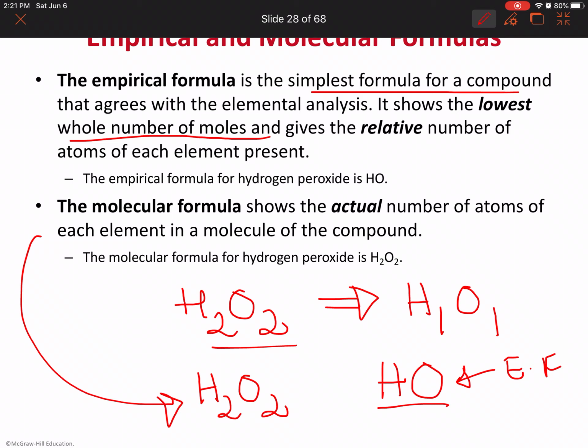Okay. So basically, do you see that the molecular formula is a whole number multiple of empirical formula? Basically, if you multiply this by 2, you get this. Okay, it could be sometimes 3, it could be 4, depending on the molecular formula.